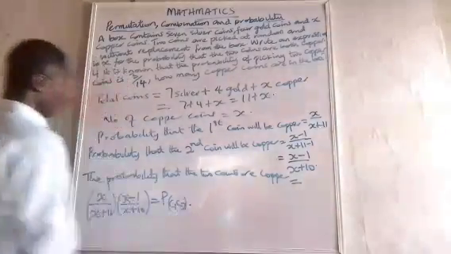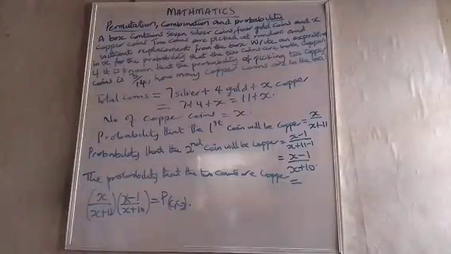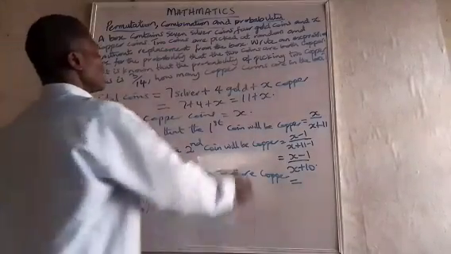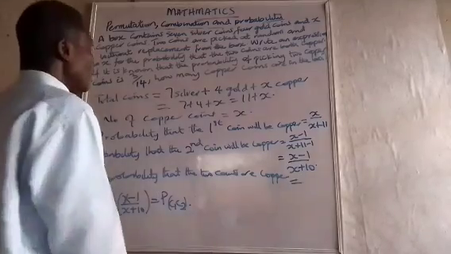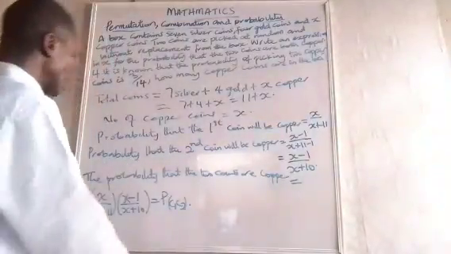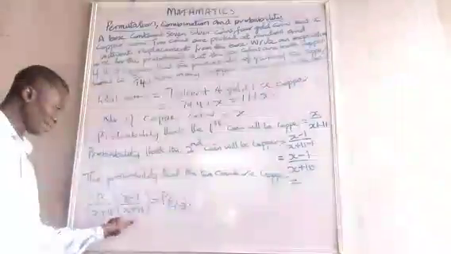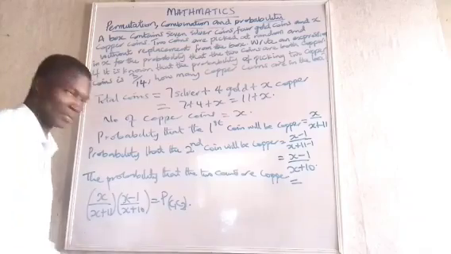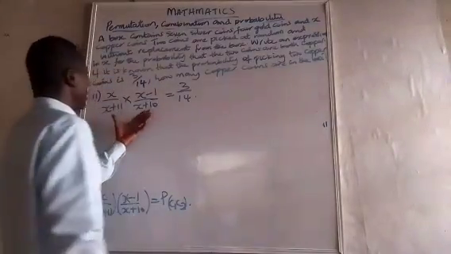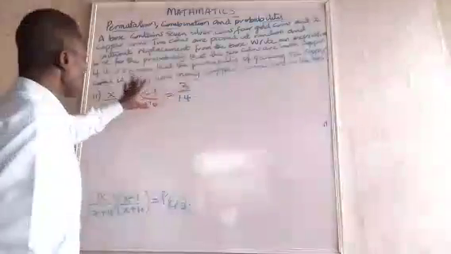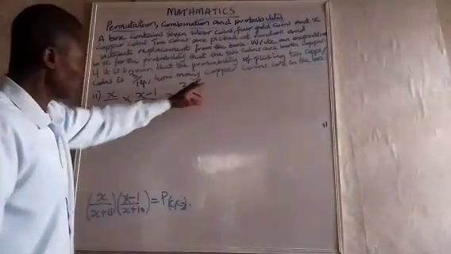Let's see what's next. We are also told that the probability of picking 2 copper coins is 3 over 14. How many copper coins do we have? What does that mean? It means that we are going to equate this to 3 over 14. Now we have gotten the expression for the probability that the two coins are copper, and we are equating it to 3 over 14.